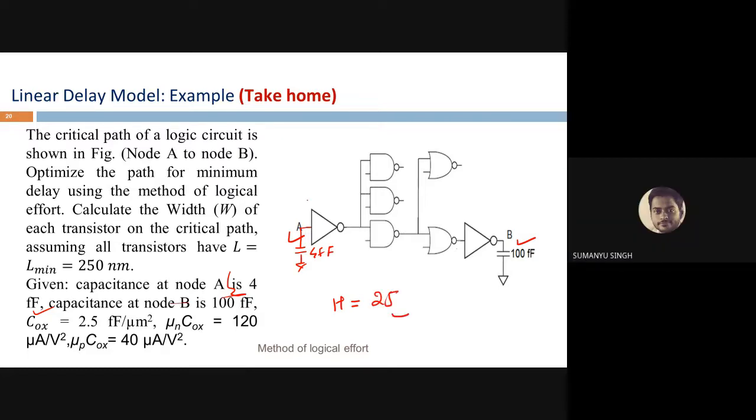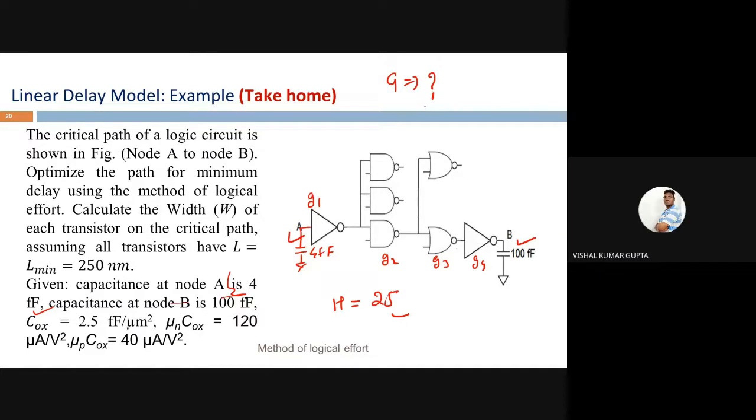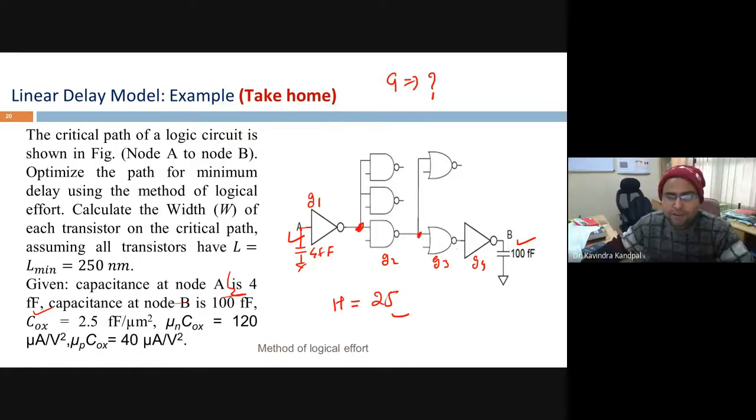25. Can you also find out what will be the G1 here, what will be the G2, G3, G4, and what will be the capital G? You can find it out, yes or no? Yes. Can you also tell me your branching effort? Branching effort capital B is 3 into 2, that is 6. So this will give you F equals GBH. So what will be the optimal value of gh? F to the power how much? 1 stage, 2 stage, 3, 4 stages, so 1 by 4. This will give you the optimal value.